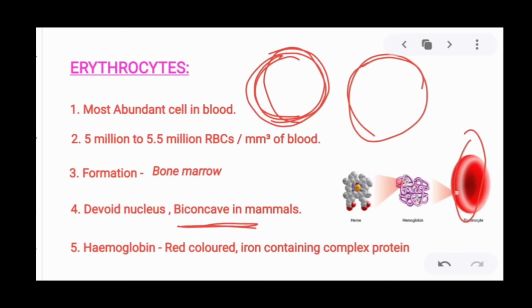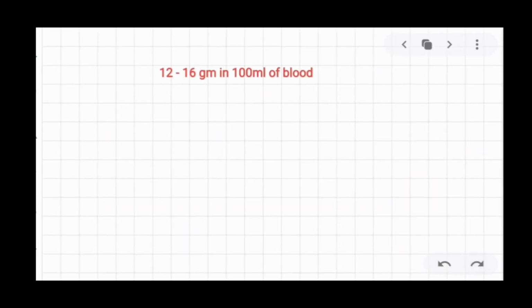And other points that we cover are the amount of hemoglobin, which is 12 to 16 grams in 100 milliliters of blood. So 12 to 16 grams is the normal value for the hemoglobin present in the blood per 100 ml. And the transport of oxygen is the main function of the hemoglobin. So hemoglobin has the value of 12 to 16 grams in 100 ml of blood, and its main function is the transport of oxygen in the body.